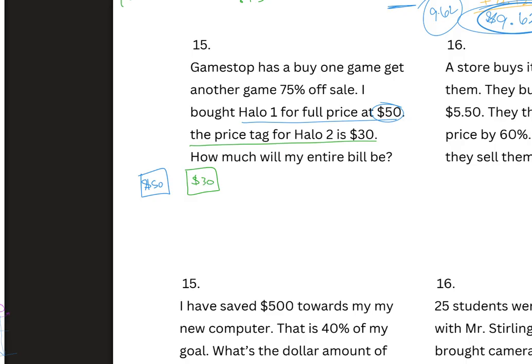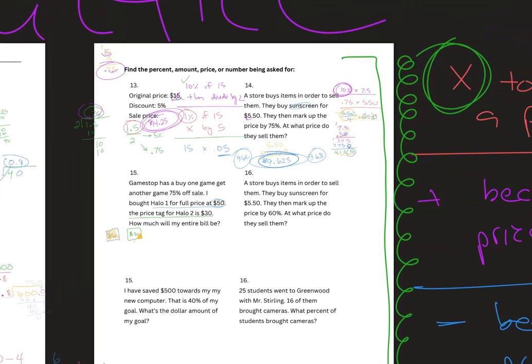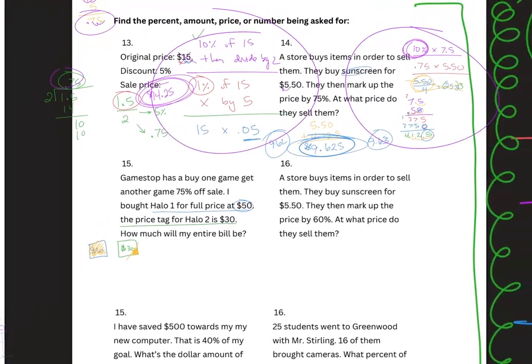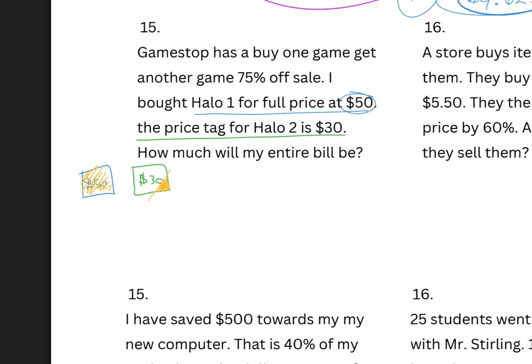This one is $30, but I'm cutting off 75% of its price. So I'm only paying for this much. And I'm paying for all of this too, right? So here we go. Just like before, I could tell you the different ways we could do this, but we just did one with 75%. Let's do this one with 75%.